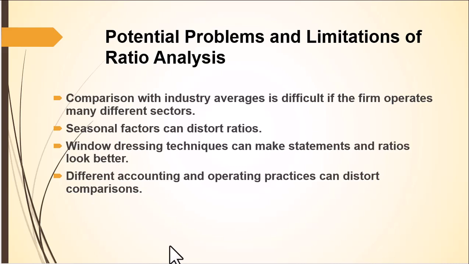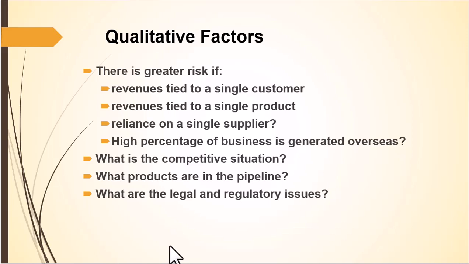What about different types of accounting practices, right? LIFO, FIFO. There are ways, techniques in the financial analysis world to adjust for all of these. So when we talk about qualitative factors, what does that mean, right? How good is the data? Well, there is greater risk in the numbers if most of your revenue is tied to a single customer, if it's tied to a single product, or if you only have a single supplier, or a high percentage of your business is overseas. That adds levels of uncertainty.